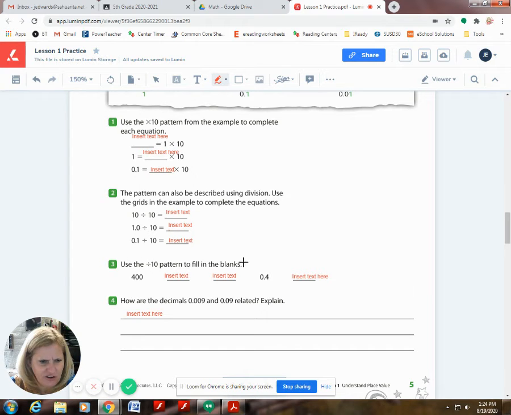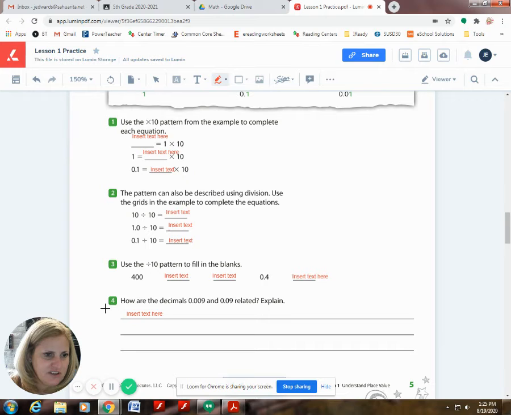Use the divided pattern to fill in the blanks. So we start with 400. What would be the next in the pattern of 10? So if I took 400 and divided it by 10, I would get what? Divide that by 10, what would I get? And keep going, okay? How are these decimals related? That means how are they the same? And how are they different?